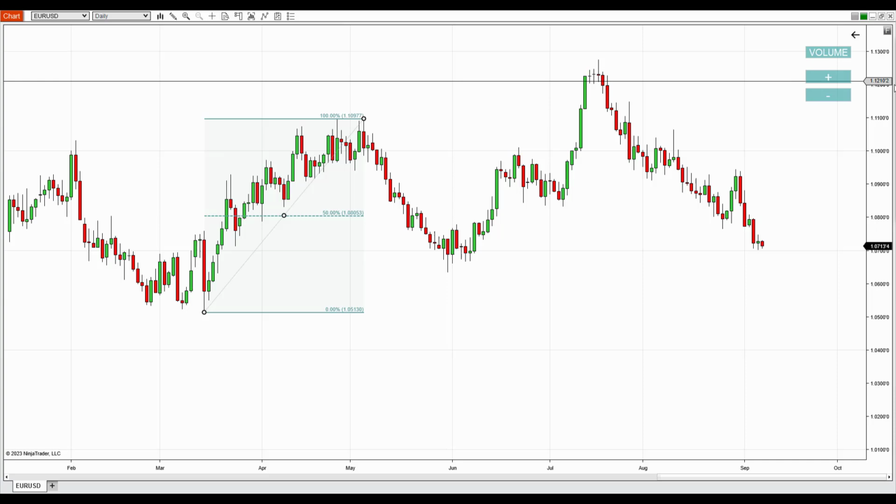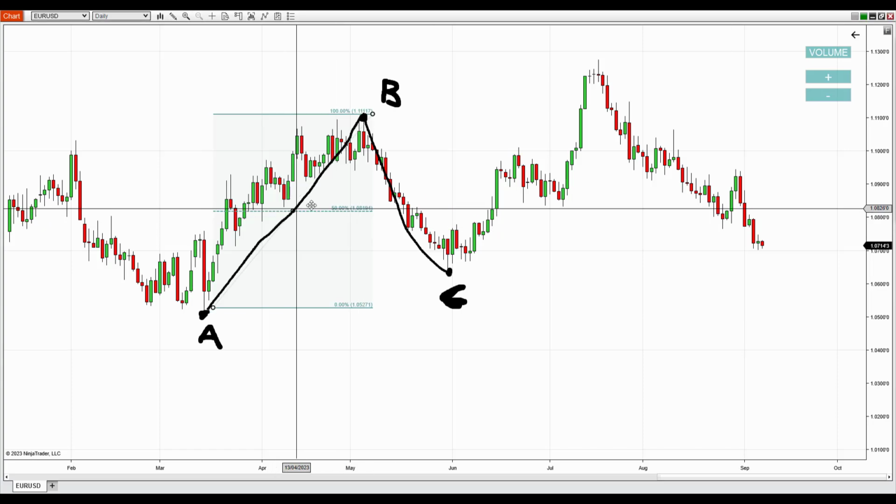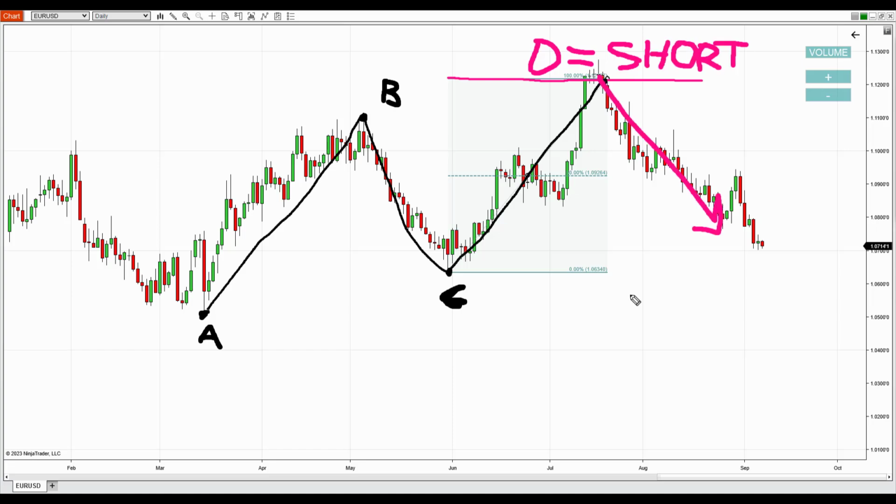You grab the Fibo. Oh boy, I just deleted what I drew. So again, A, B, C. You identify the C, and then you grab the Fibo and look for the point D at which the price should react. So short from D, and boom.